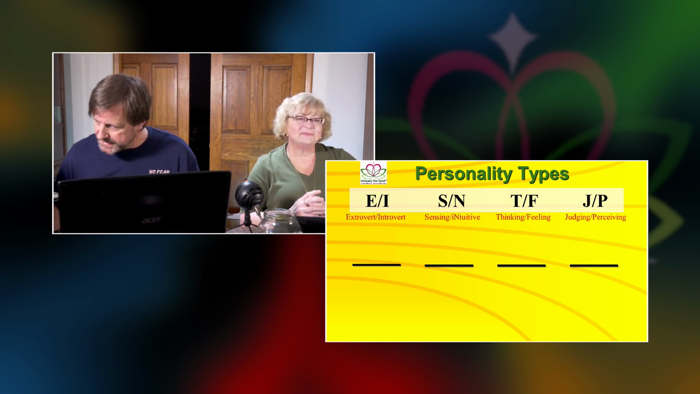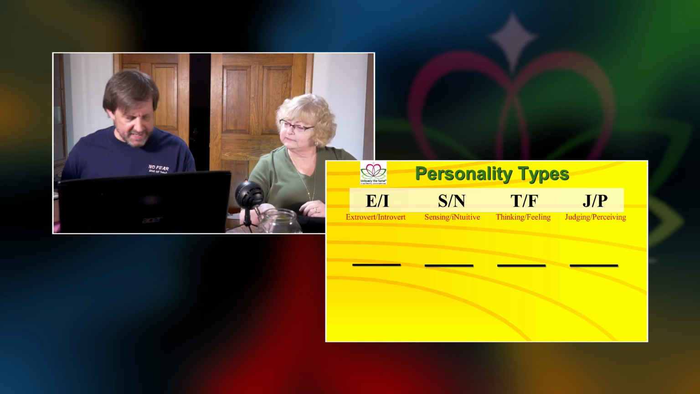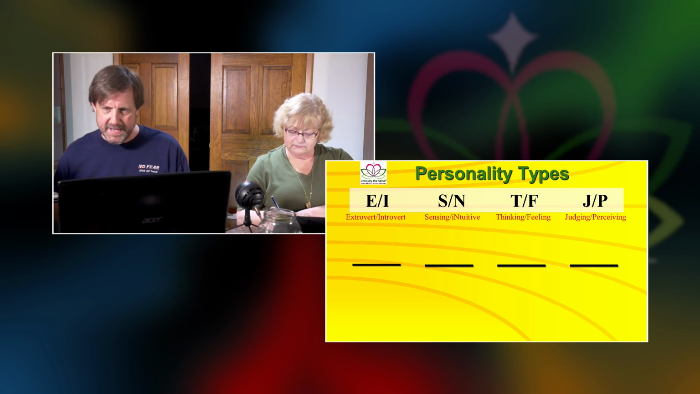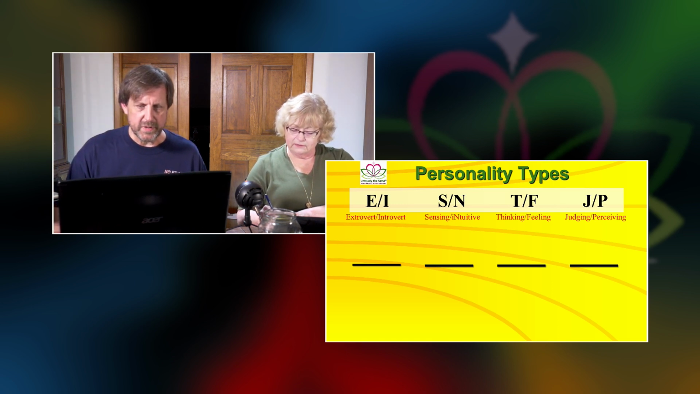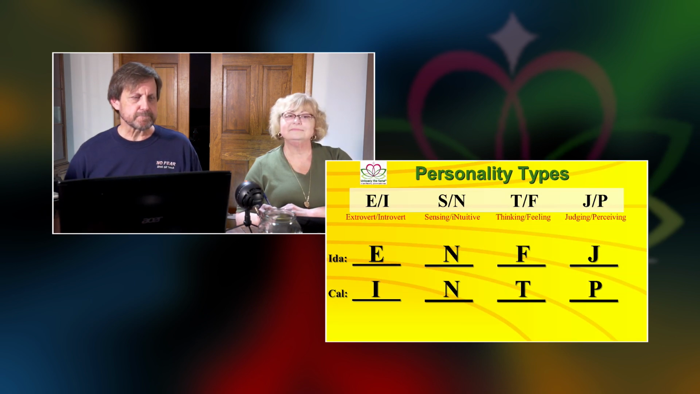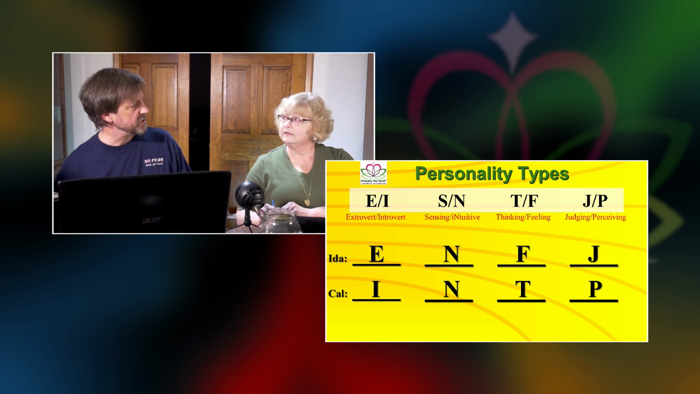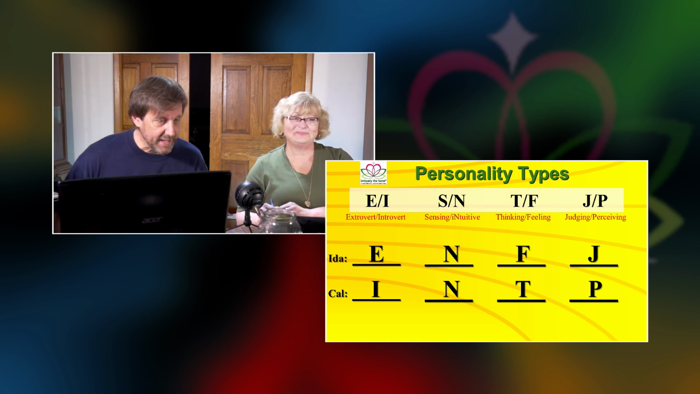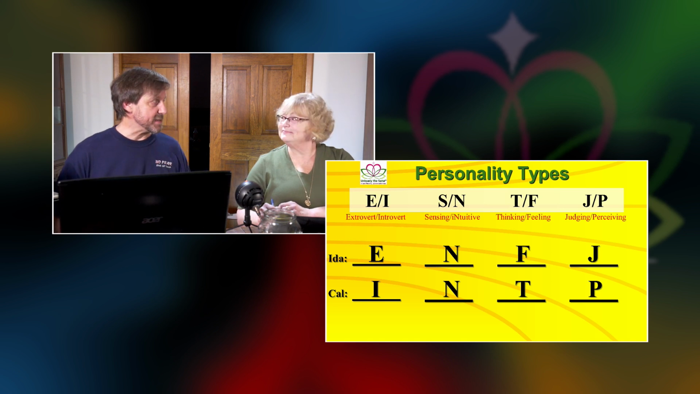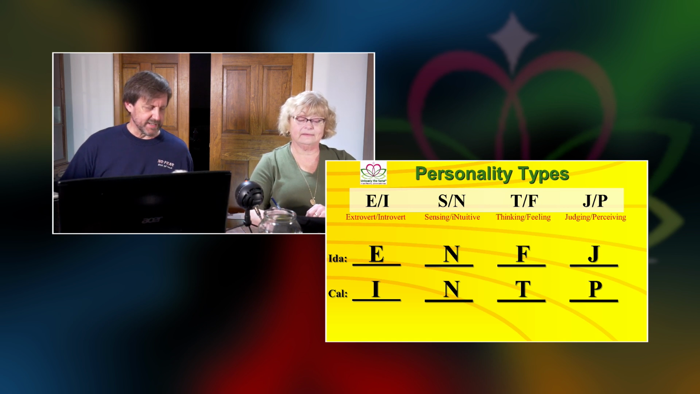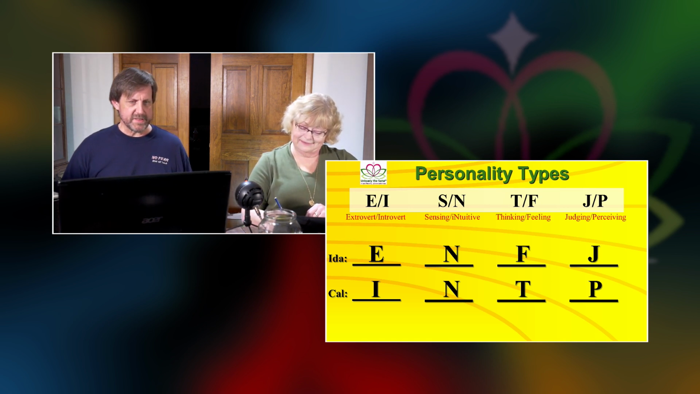So we figured out that Selah is an ESFP. ESFP. What are you? We also figured out that Ida is an ENFJ, and that I am an INTP, which means that Ida and I have very little in common. We have only the N in common.